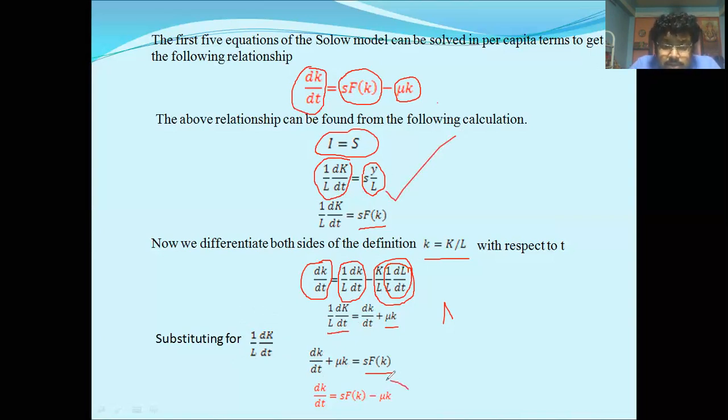Now after rearranging we get the final relationship. It is a very crucial relationship in the Solow model. You should remember and understand it. What is this? dk by dt, the rate of change in the capital stock, is the difference between the savings per head and the capital accumulation per head. Okay, and on the basis of this, we will explain further.